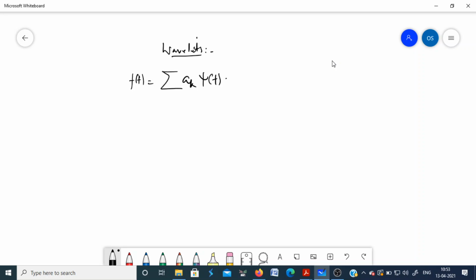Okay, and if these basis functions are orthogonal, in that case these expansion coefficients a_k can be computed using the inner product of the function with the basis function. Okay, this is general theory in signal processing.